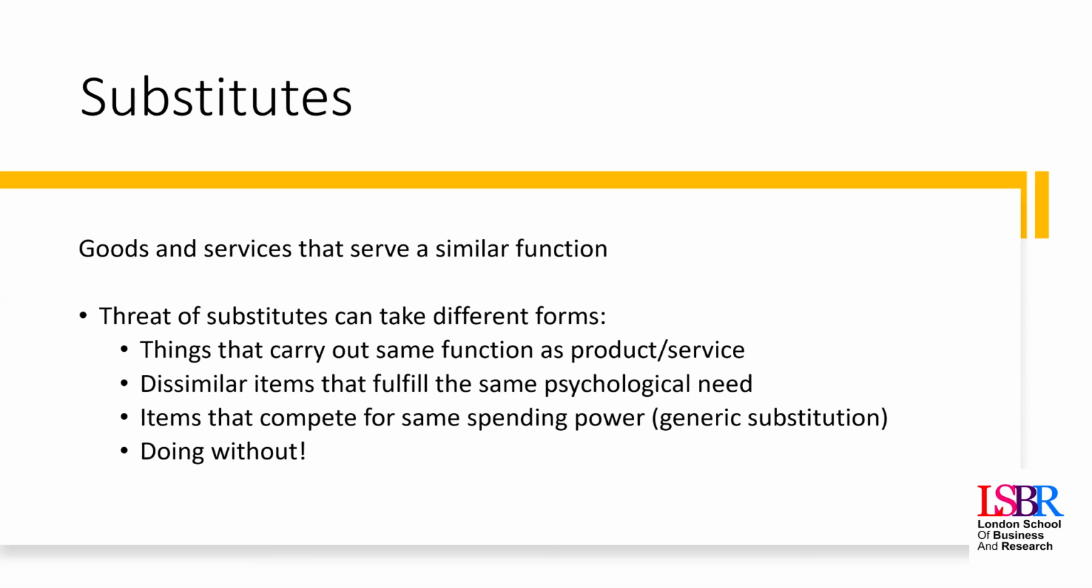So this is where you think about substitutes. What can you substitute your product for? Things that carry the same function as a product or service, or dissimilar items that fulfill the same psychological need. Again, a mobile phone and a camera are two very different things, but they fulfill my need. I wanted a 48 megapixel camera. I walked away with a new mobile phone, but that mobile phone delivers me a 48 megapixel camera. So that's what I mean by substitutes. With substitutes, we're thinking about things like price and quality. We're thinking about how many close substitutes there are for your products. How likely is it that your product can be substituted for others?